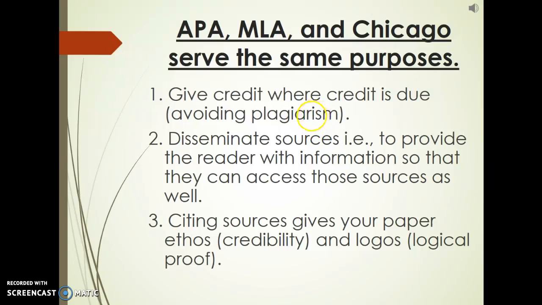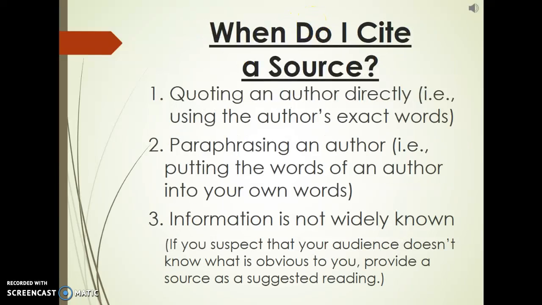APA, MLA, and Chicago serve the same purposes, primarily to give credit where credit is due and to avoid plagiarism. They also serve the purpose of disseminating sources, that is, to provide the reader with information so that they can access those sources as well. If you're reading an article on sustainable energy and the author has utilized 10 sources to help build the paper, you now have 10 other references that you could utilize in order to expand your own knowledge. And then citing sources gives your paper ethos or credibility and logos or logical proof.